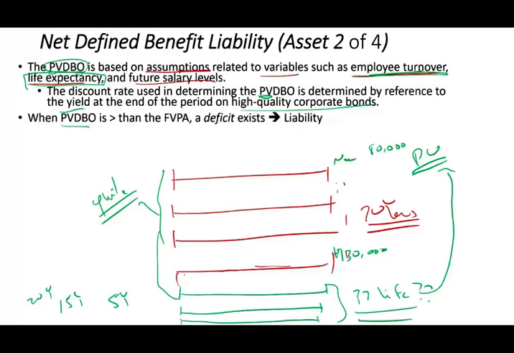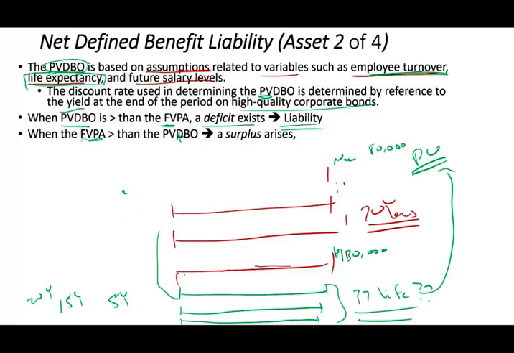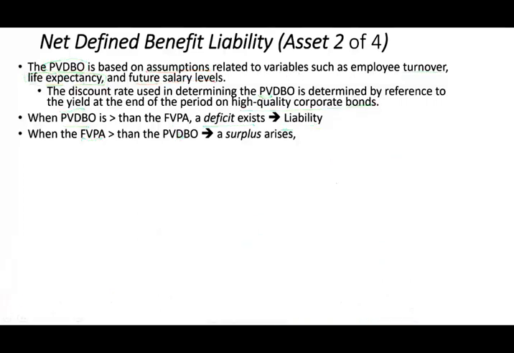When your defined benefit obligation is greater than the fair value, not future value, of the plan assets, you have a deficit, which means you have a liability. I showed you this earlier. You have 10 million in liabilities and 8 million in assets. Guess what? You have a deficit. On the other side, when the fair value of the plan assets is greater than your liability, you have an asset, or we call it a surplus. In other words, you're in good shape. You have enough money put away to cover your obligation if all the employees retire today.